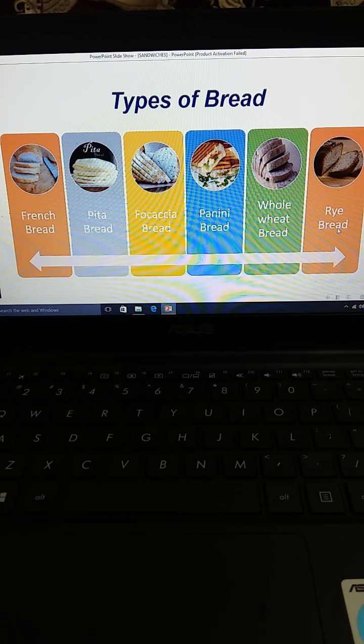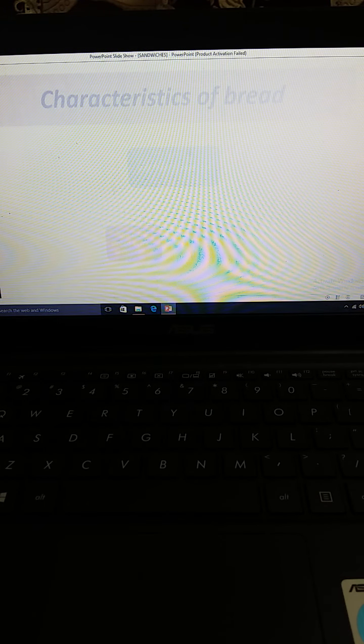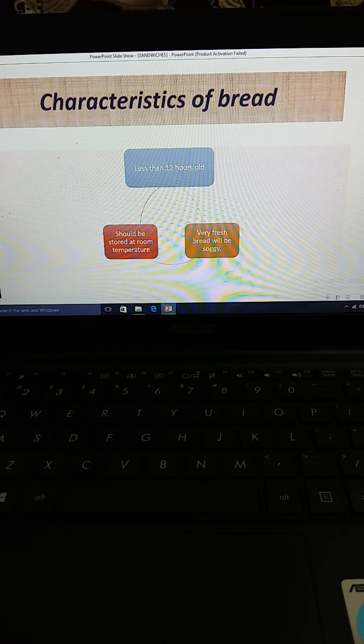The bread used for sandwich should not be more than 12 hours old. Very fresh bread can be soggy. The bread used for sandwich making should be stored at room temperature but away from heat. So these are the characteristics. What are the characteristics of bread used for sandwiches? It should not be 12 hours old and should be stored at room temperature, and very fresh bread can be soggy.